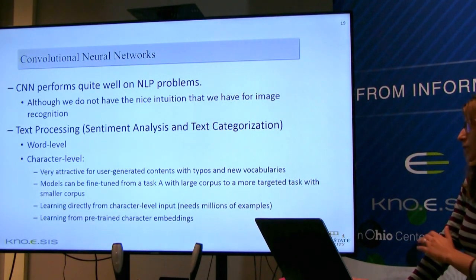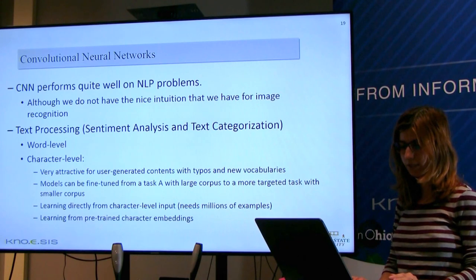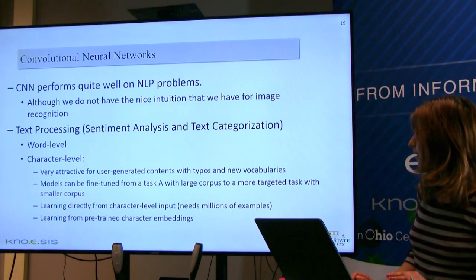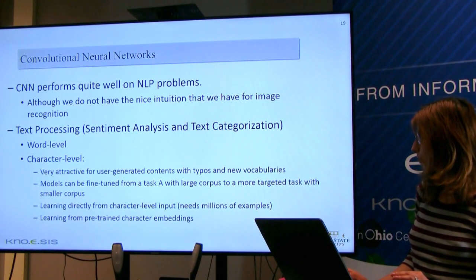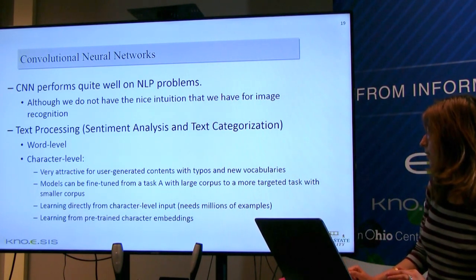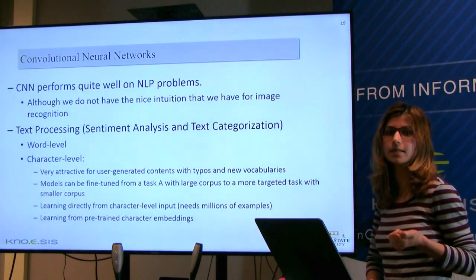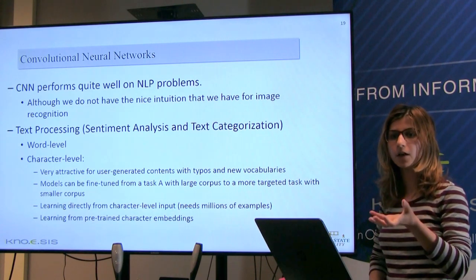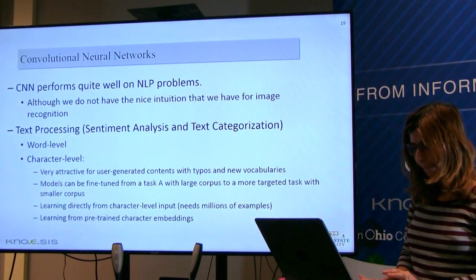Character level is very attractive for user generated content because it's not related to the words, so it can tolerate typos and new vocabularies better. And we can use it directly on the character level input, or using the autoencoders that we introduced before for the character embeddings. If we want to use it on the character level input directly, we will need millions of examples. So one of the good points of using word embedding or character embedding is that we have learned on unsupervised data before, so for the learning we would need less labeled data.